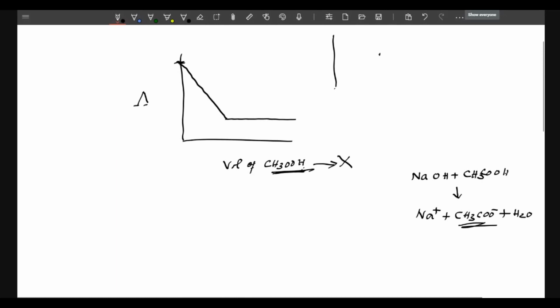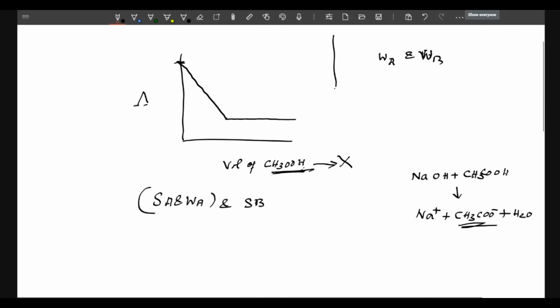Similarly, you can go for the weak acid versus weak base. What is the nature of the curve? You can also give the nature of the curve obtained for the mixture of a strong acid and a weak acid with a strong base.